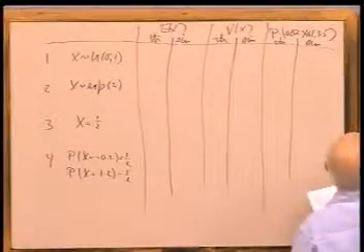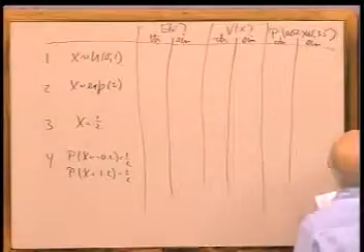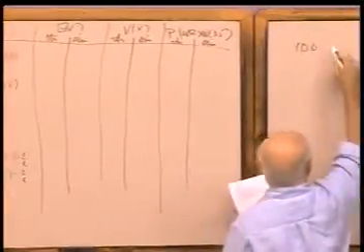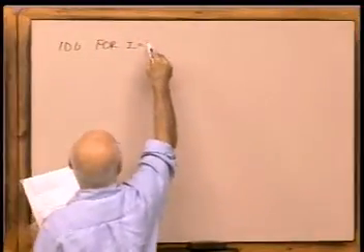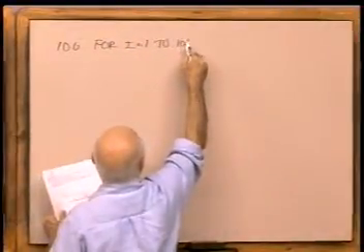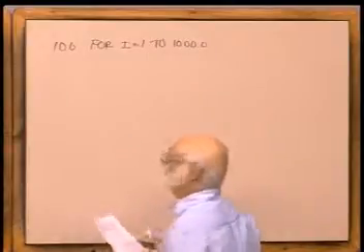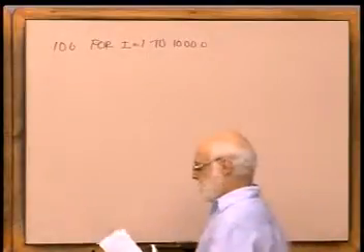So the simulation code you already have. It's in front of you. I discussed this last time. So you're going to put this in a loop, and you're going to generate 10,000 values. And of course, I'm using BASIC because it's an easy pseudocode, but you don't have to use BASIC.